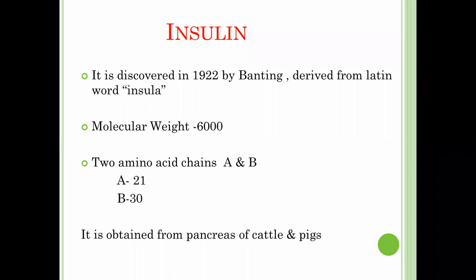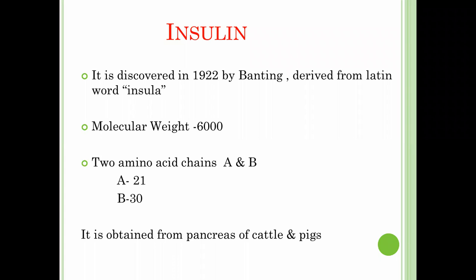Each of the A and B chains contains amino acids: the A chain has 21 amino acids and the B chain has 30 amino acids. So how many total amino acids are in insulin? 51.